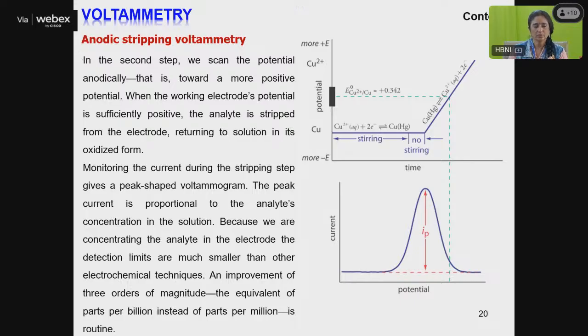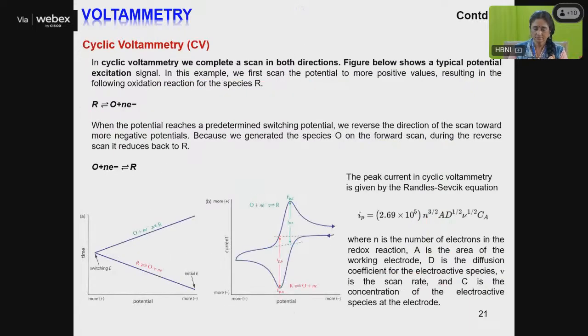So this is also, again, in the second step, we can scan the potential anodically, that is towards a more positive potential, and therefore you are getting a signal. Now, cyclic voltammetry. I have not taken here the adsorptive and cathodic stripping voltammetry, because anodic stripping is most widely used, and the other two are also similar type. Therefore, I have explained only one type.